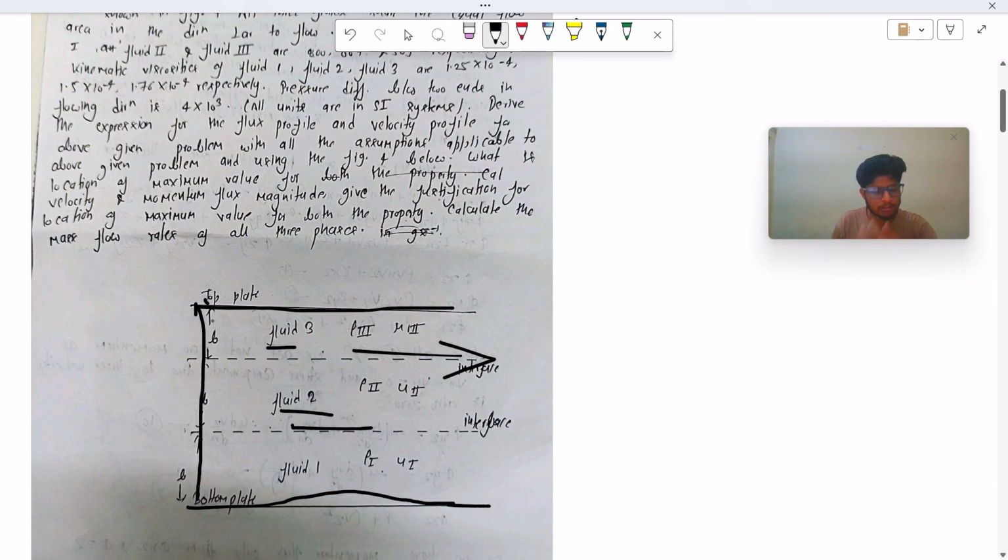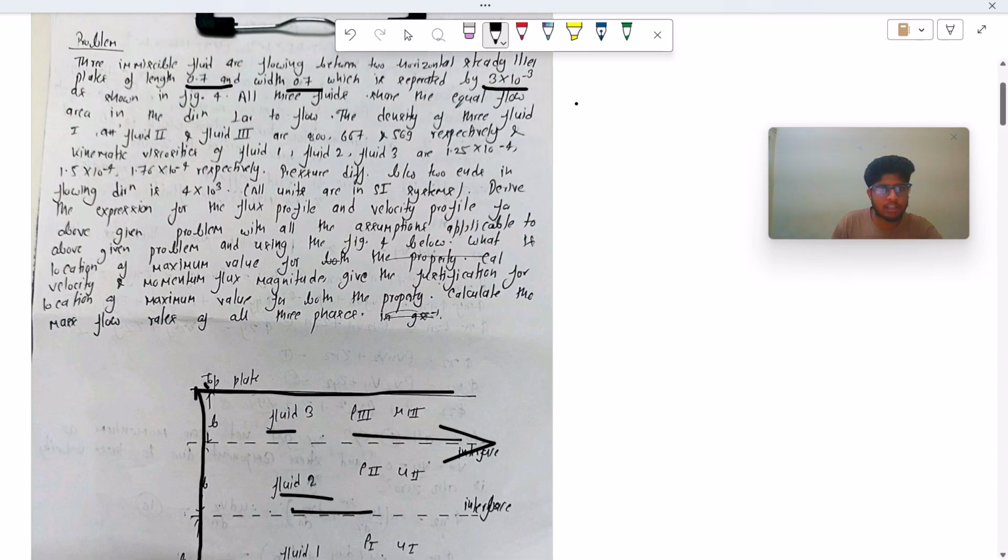So all have the same area, and their densities are rho 1 equal to 800, rho 2 equal to 667, rho 3 equal to 569, and the viscosities are 1.5 into 10 to the power minus 4, 1.76 into 10 to the power minus 4, and 1.25 into 10 to the power minus 4. These are the three viscosities of the fluids.